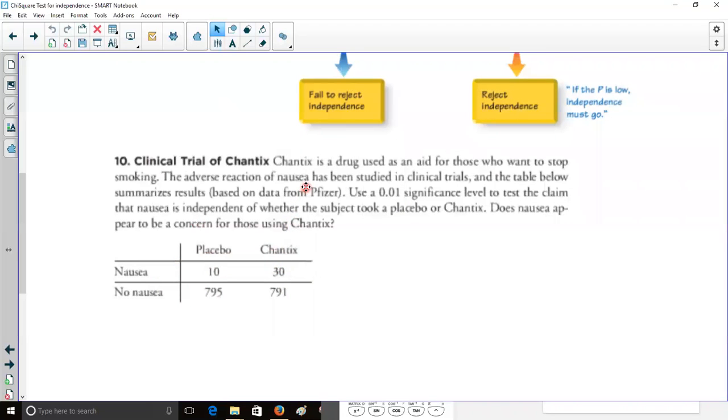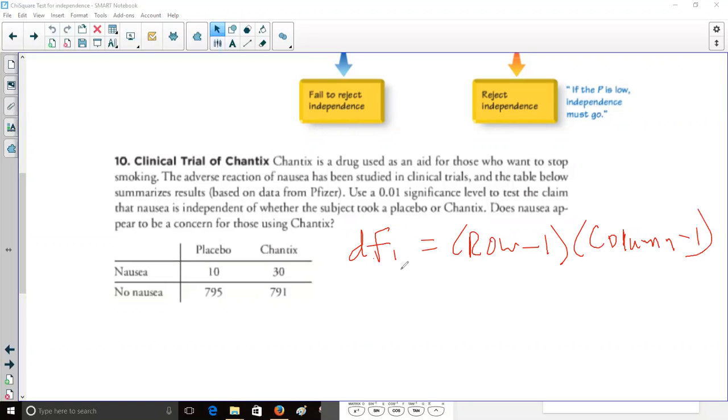Why don't I write down, to make sure you get the degrees of freedom for a chi-square test for association. So degrees of freedom equals the number of rows minus 1 times the number of columns minus 1. Okay, that's how you get the degrees of freedom. Maybe I should put number on the top. And that's what you missed in class today.